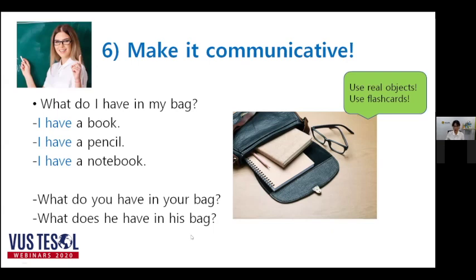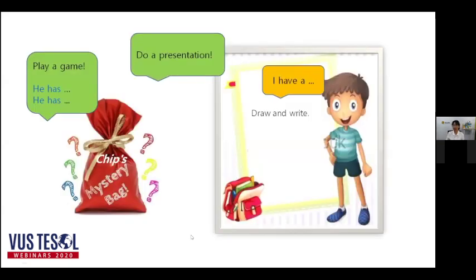It's called Chip's Mystery Bag. Okay, so remember all the things that Chip has, right? An orange, an apple, bananas, bread, and juice. But these things are too heavy. So Chip doesn't want to carry all these. He just wants to carry one item. So here, there's only one item. What do you think Chip has?